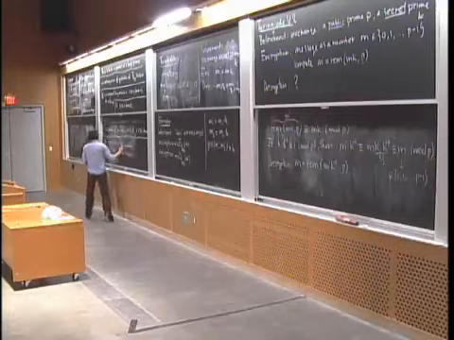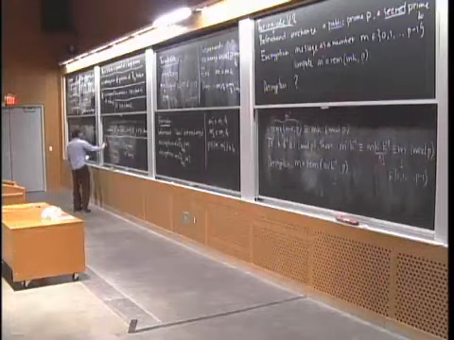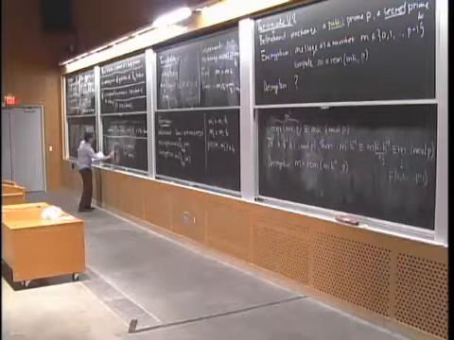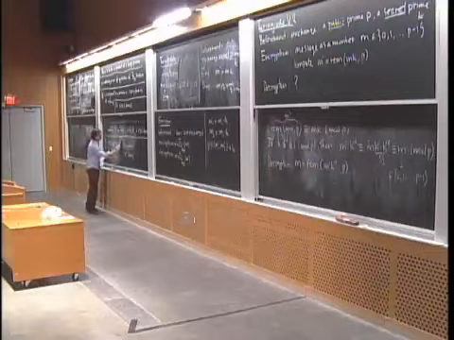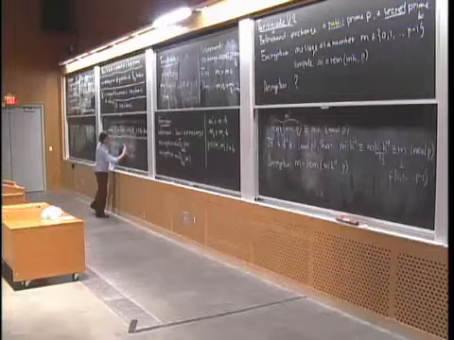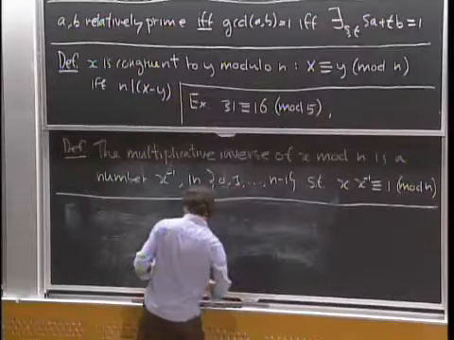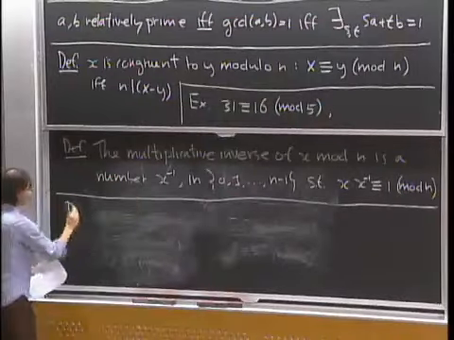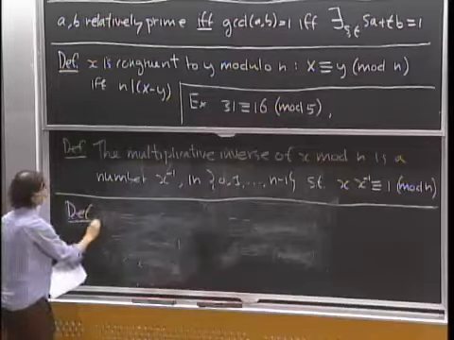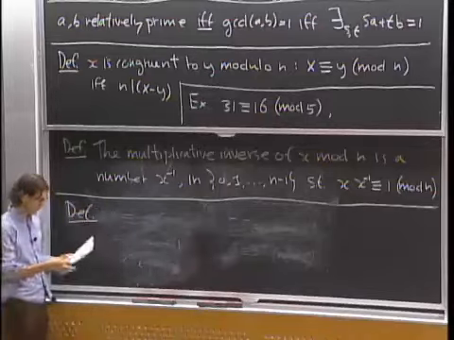We're going to first define Euler's totient function, and it's related to this multiplicative inverse.